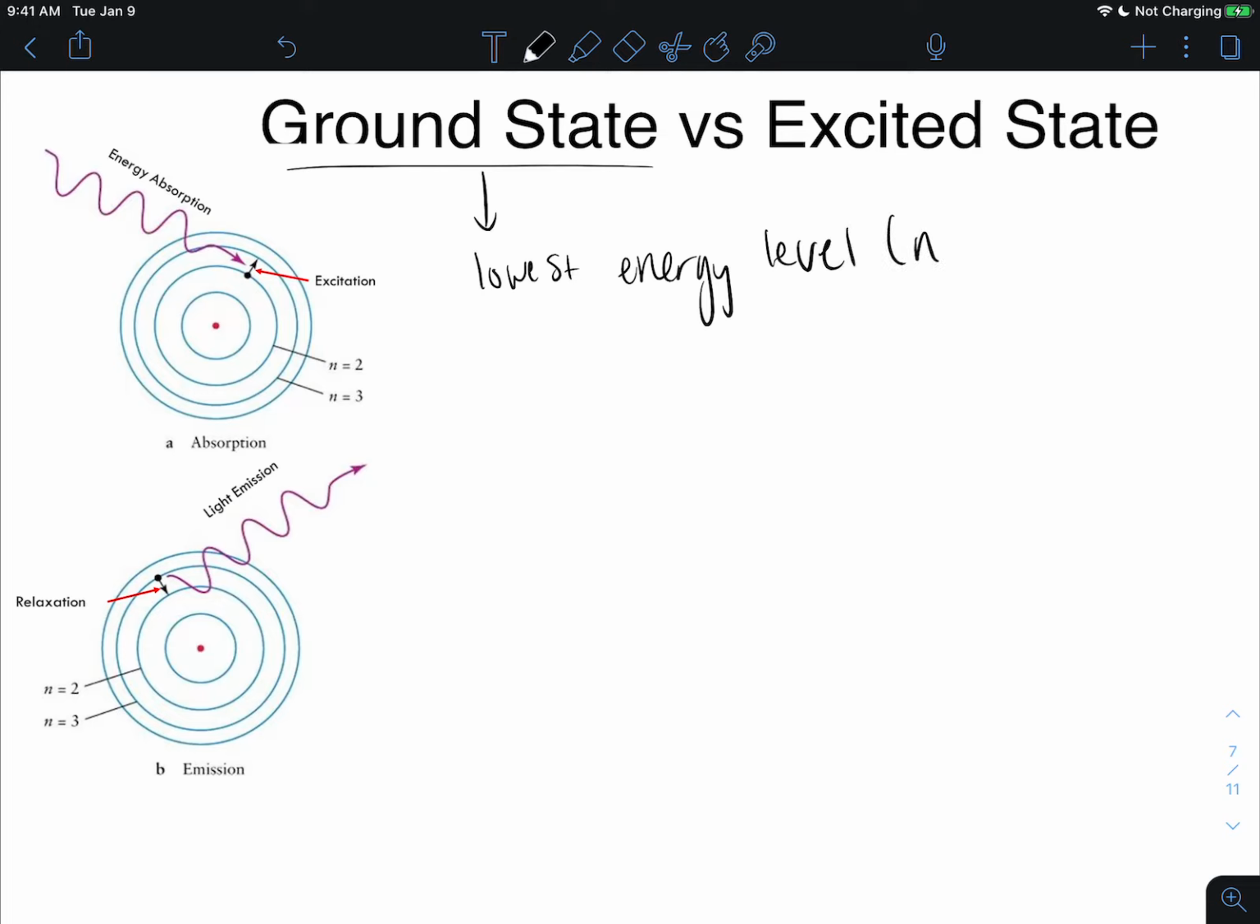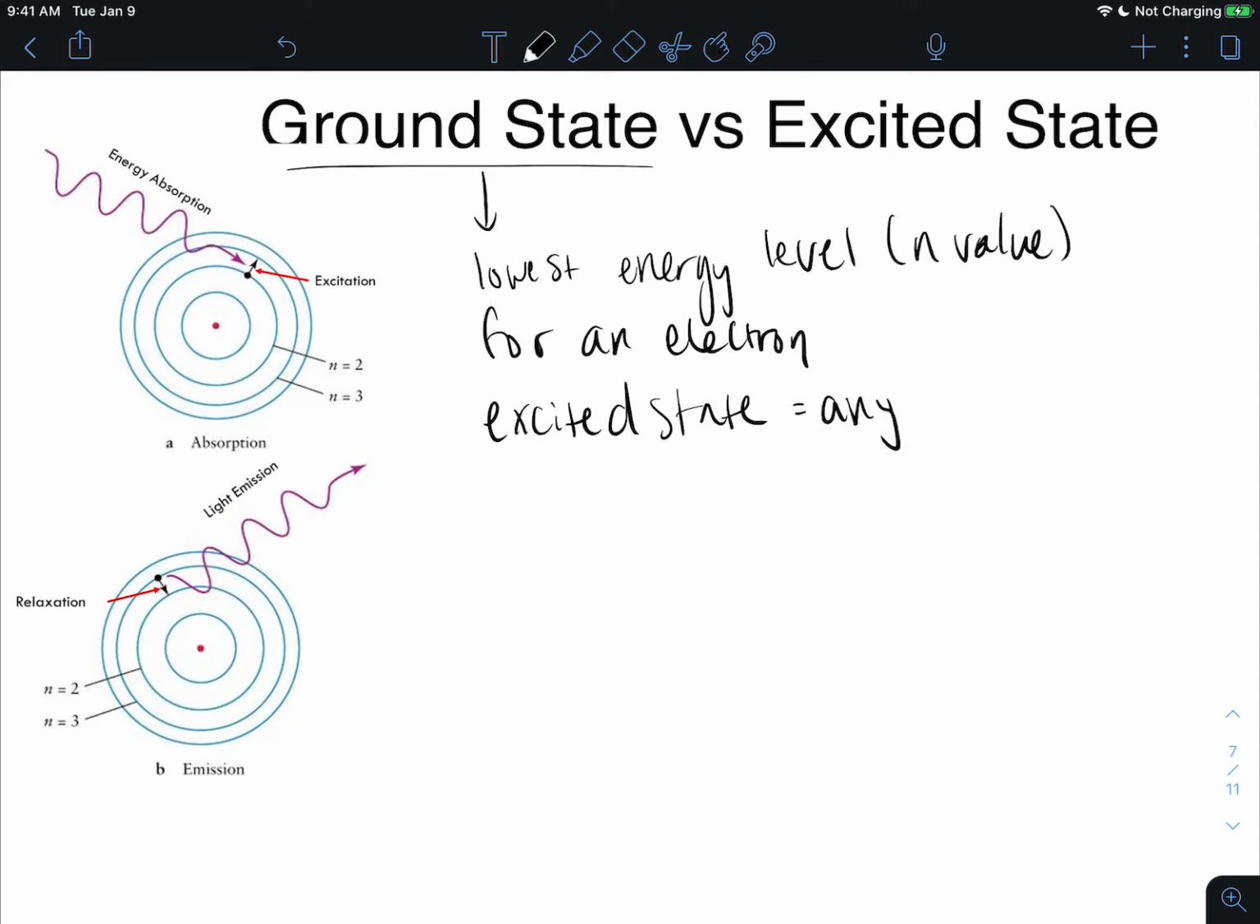Our energy level is our n value. And then our excited state is any other energy value. So if it gets to any other energy level, and it can only go up, right? You can't go down. You can't go from a ground state to a lower state. You're going to have to go to a higher state. So going from a ground state to a higher state, you are now in an excited state. Okay, so any n value that's greater.